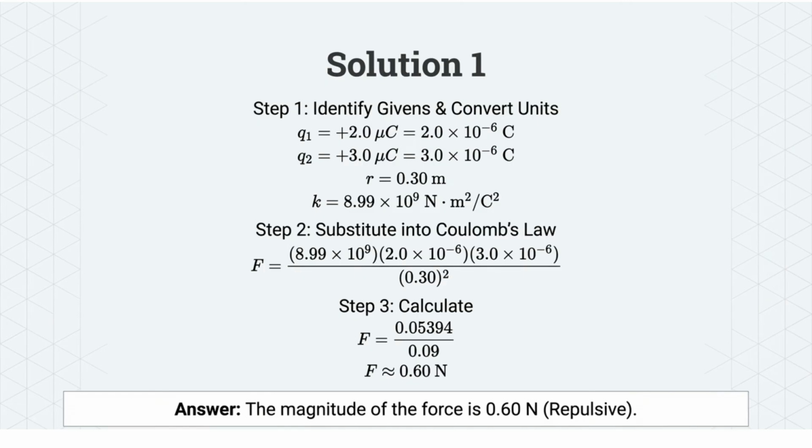First, identify the givens and convert units to coulombs and meters. Next, substitute these values into Coulomb's law. After calculation, we find that the magnitude of the electrostatic force is approximately 0.60 newtons. Since both charges are positive, the force is repulsive.